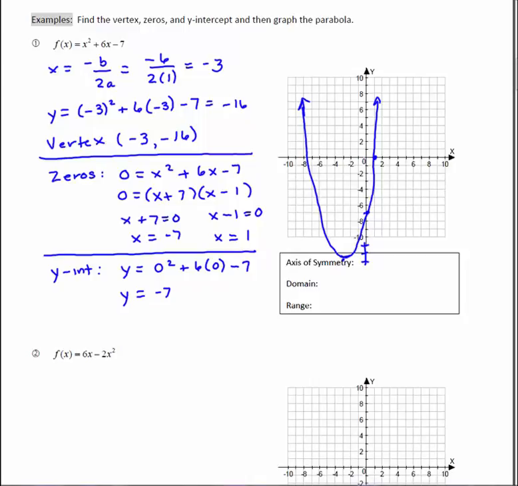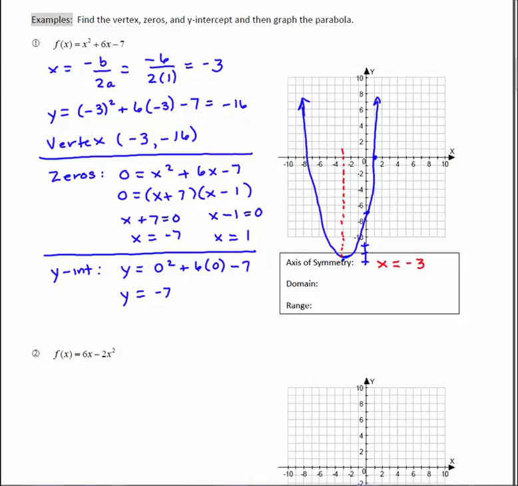All right, let's talk about the features of this graph. The axis of symmetry is always right through the vertex. So in this case, my axis of symmetry would be at x equals negative 3.